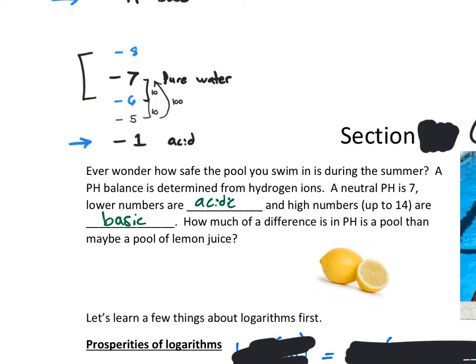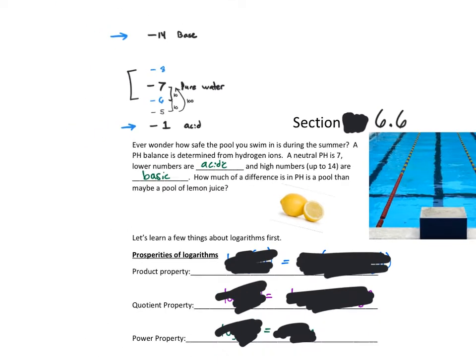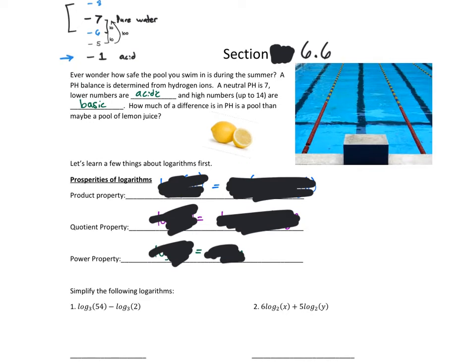So we're going to look at, eventually by the end of this lesson, what's the difference in pH within a swimming pool compared to a pool of lemon juice. And we'll see how much more acidic it is.